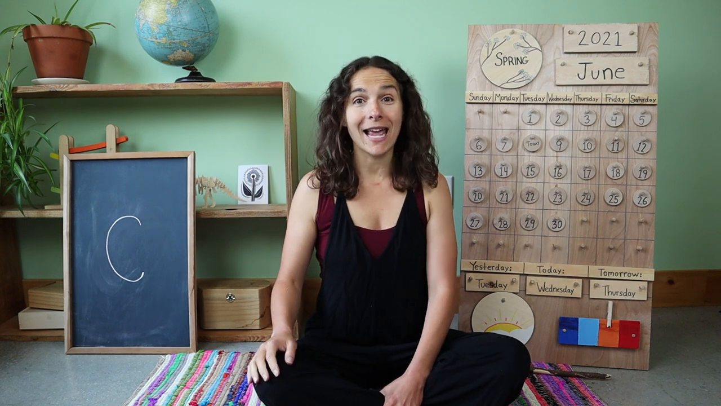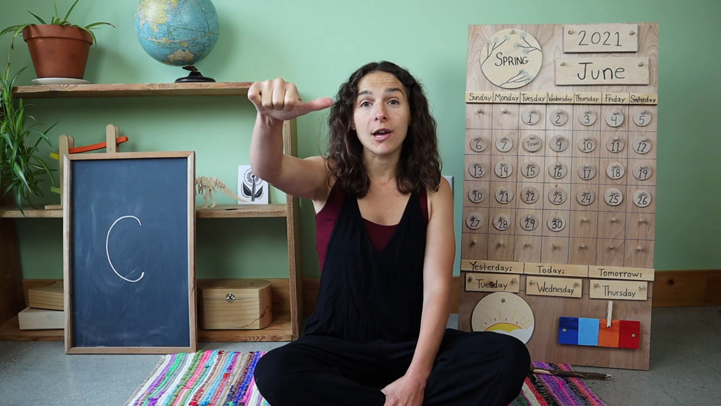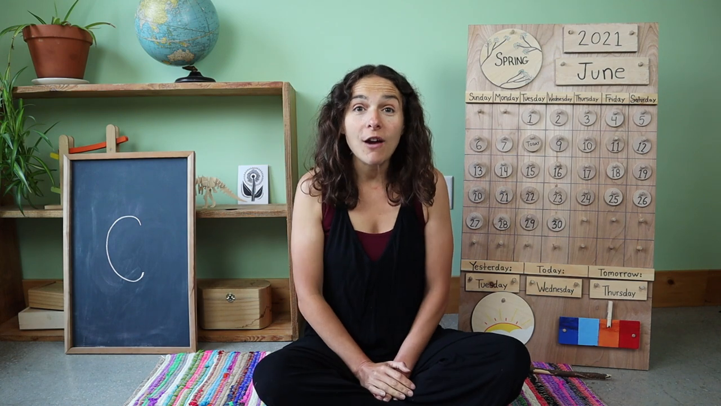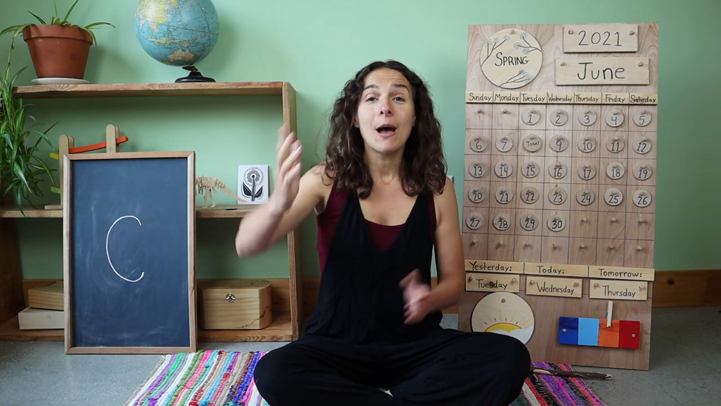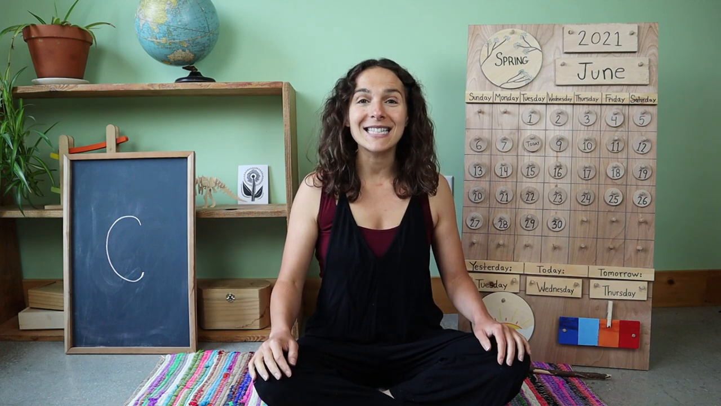How are you doing today? If you're doing well, you can show me with a thumbs up. If you're feeling okay, you can show me by putting your thumb in the middle. And if you're not feeling very well, you can show me with a thumbs down. But hopefully, after circle time is over, you'll be feeling better. So let's get started. Let's sing our good morning song together.